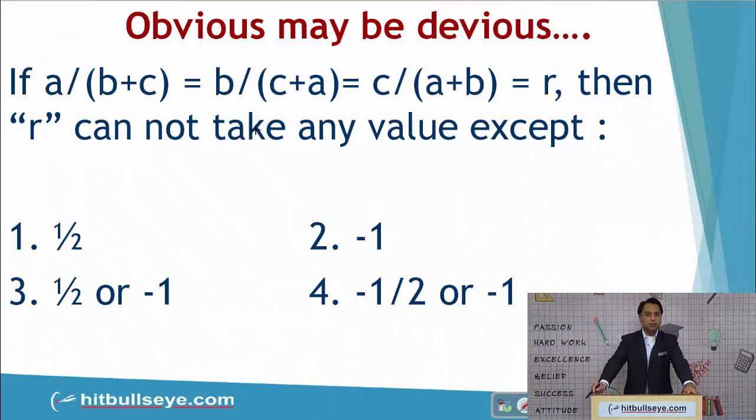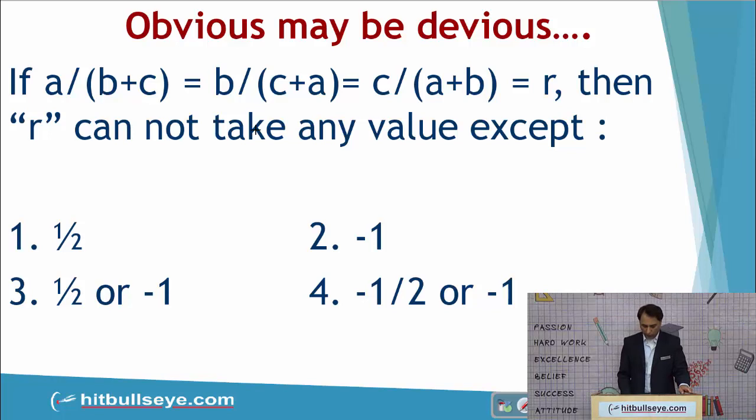If A upon B plus C is equal to B upon C plus A is equal to C upon A plus B is equal to R, then R cannot take any value except, then there are four options there. Option 1, 1 by 2. Option 2, minus 1. Option 3, 1 by 2 or minus 1. And option 4, minus 1 by 2 or minus 1.